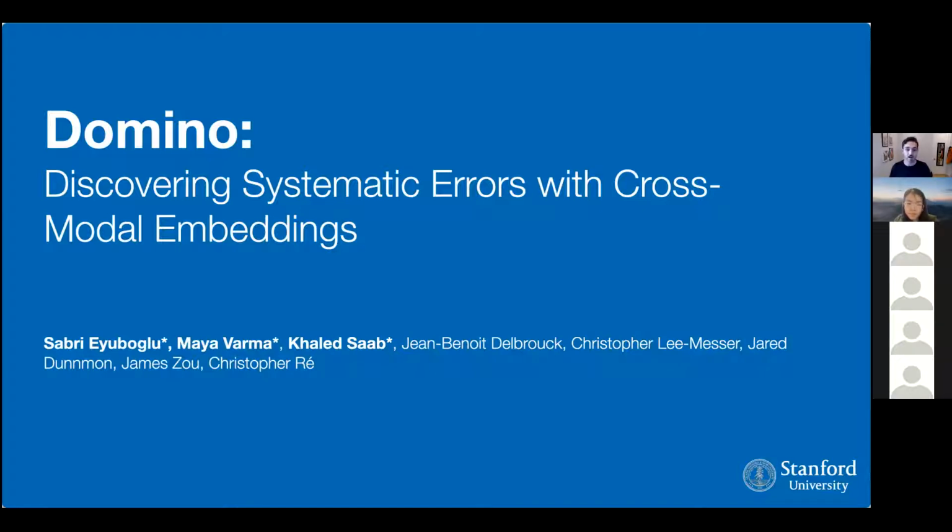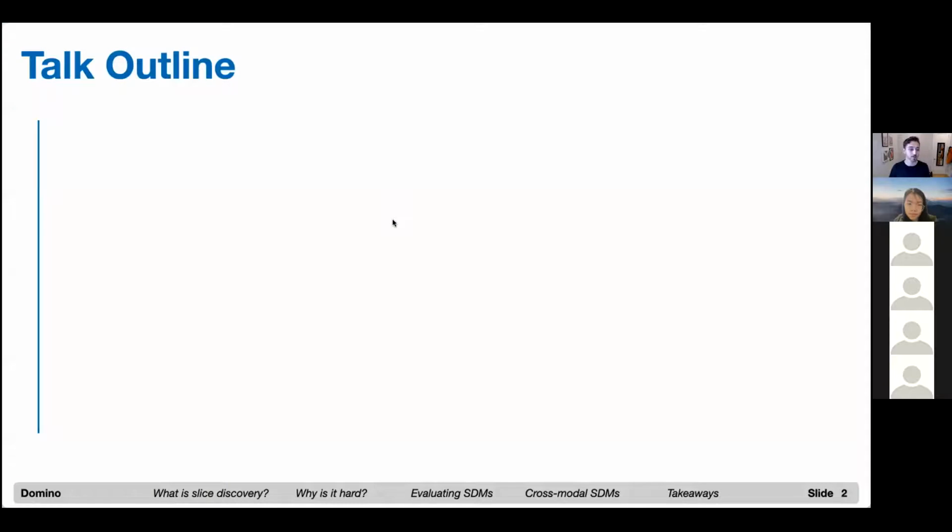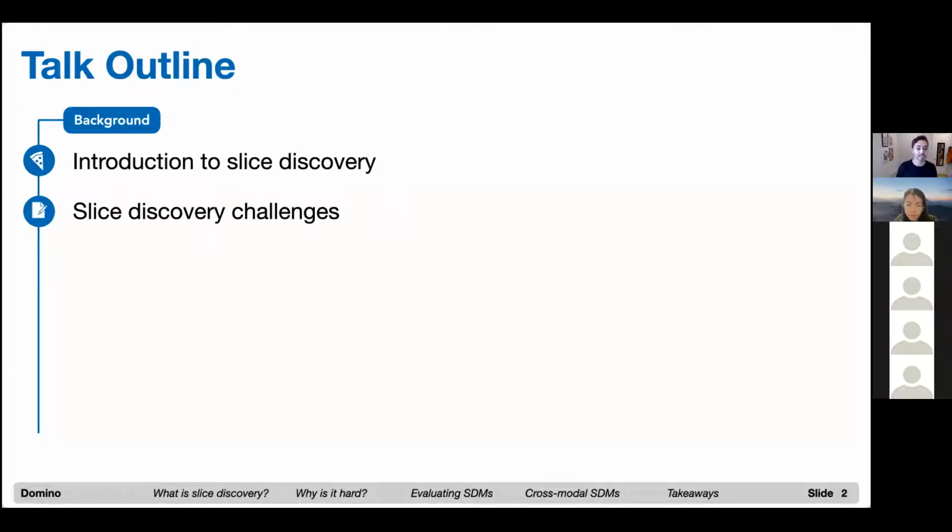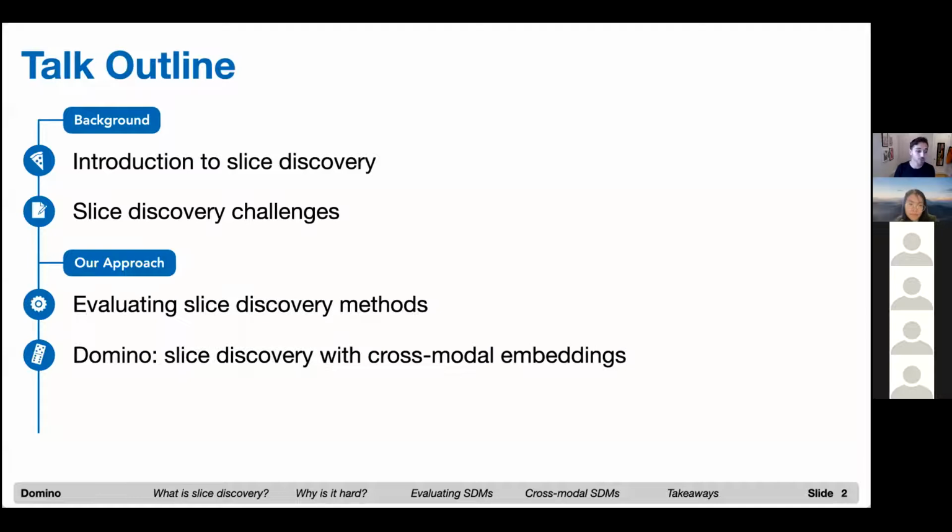So in this talk, we're going to start by formulating the problem of discovering slices of data where our models underperform. We call this slice discovery. And then afterwards, we'll introduce a quantitative framework for evaluating methods that actually solve this slice discovery problem. We'll discuss Domino, which is a new slice discovery method that we've developed. And finally, we'll conclude with some results and talk about some of the takeaways from the experiments that we ran.